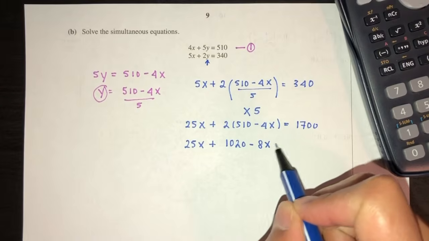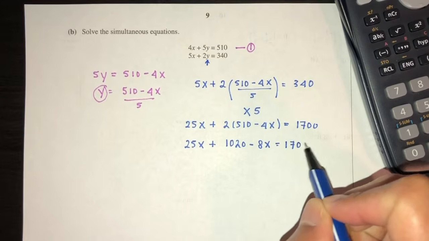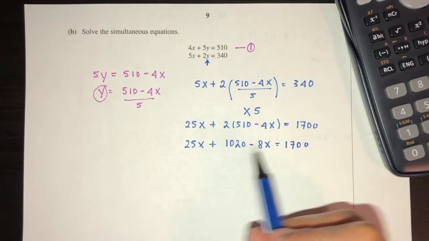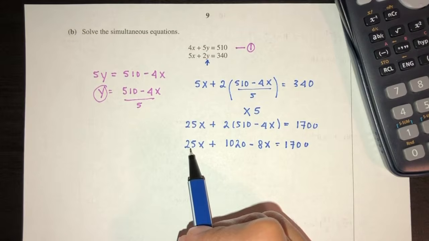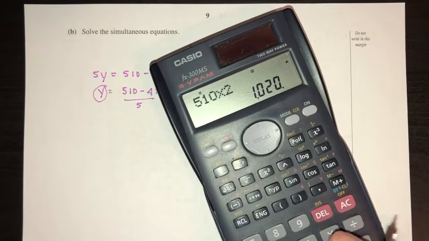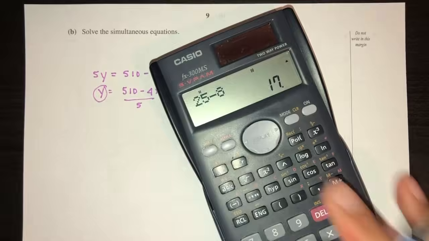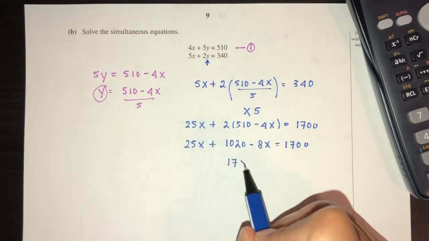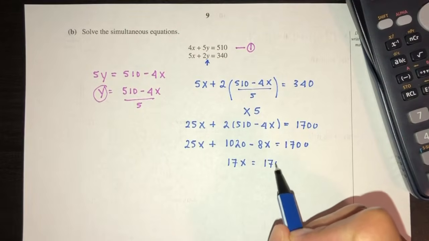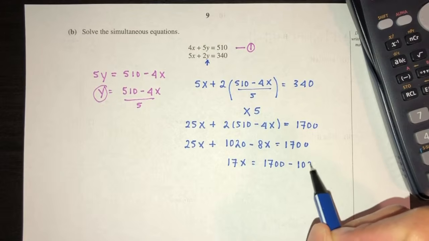Minus 8x equal to 1700. Now we have to make x the subject of formula. So 25 minus 8, that will be 17. So 17x equal to 1700 minus 1020.